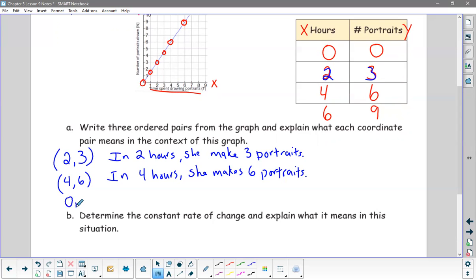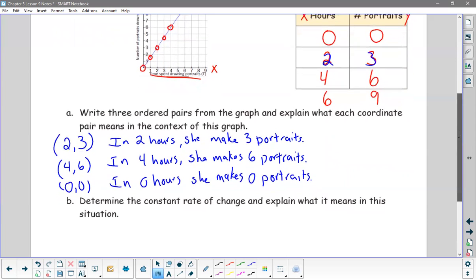And what if I did use 0, 0? Well, in 0 hours, she makes 0 portraits, right? Cool. All right, there's A.